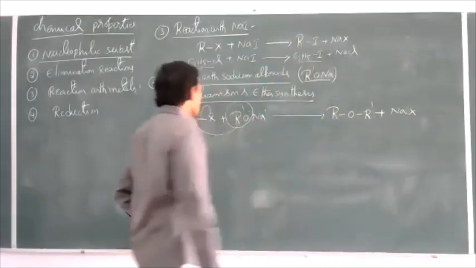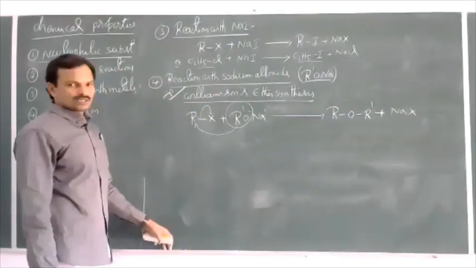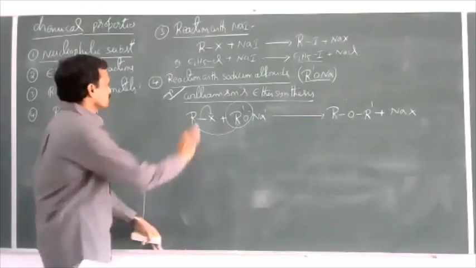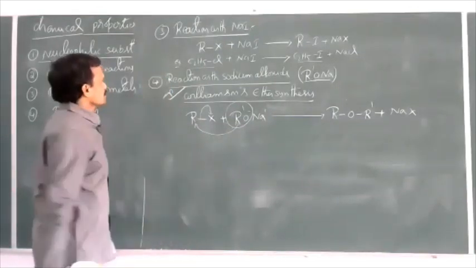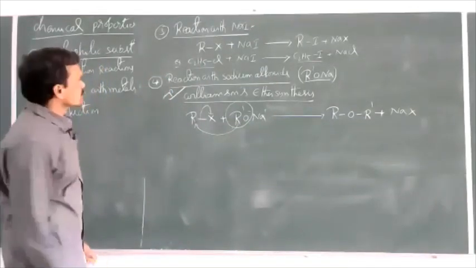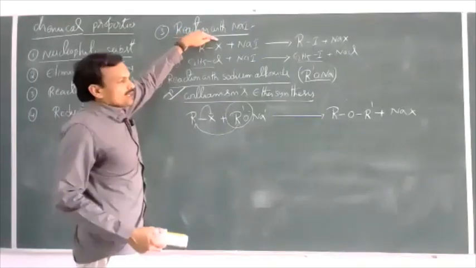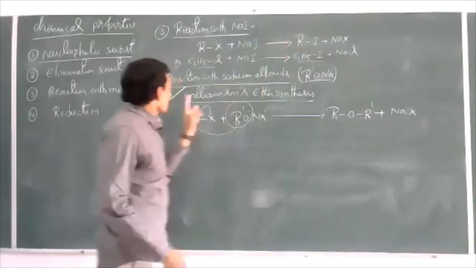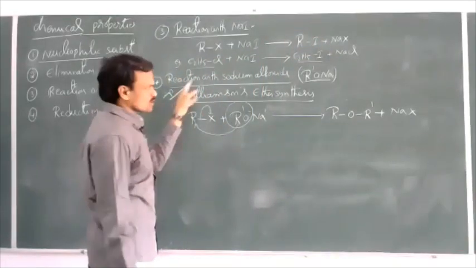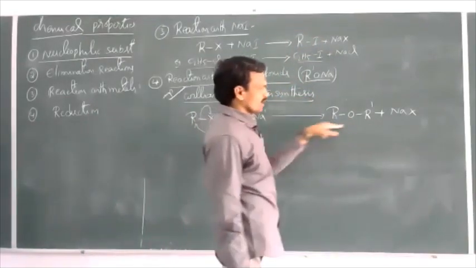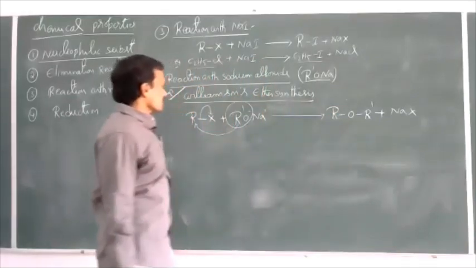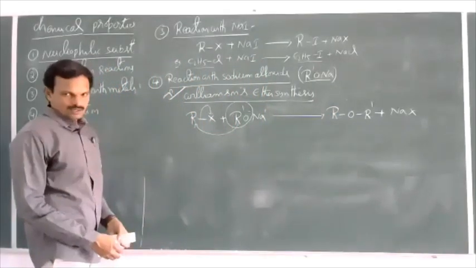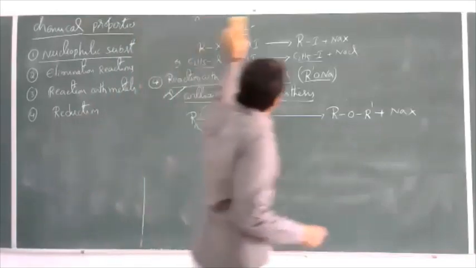This reaction is known as Williamson's ether synthesis. This is the fourth one. So when haloalkanes react with sodium iodide, we can get alkyl iodide. When haloalkanes are allowed to react with the sodium alkoxide, we can get ether, and this reaction is known as Williamson's ether synthesis.